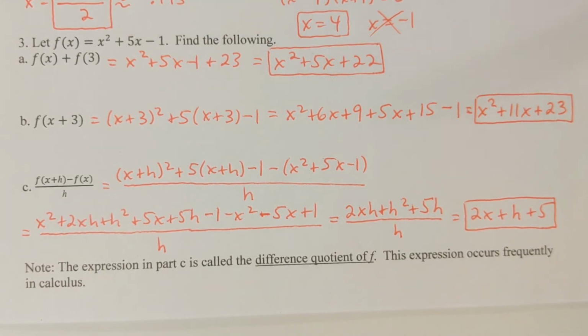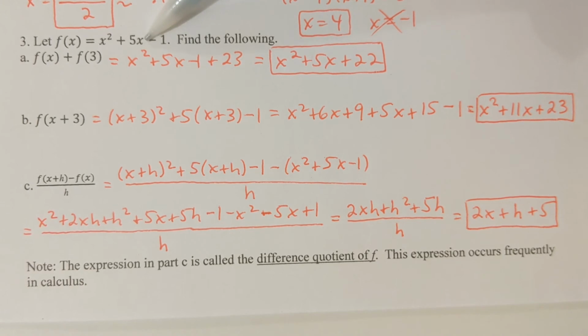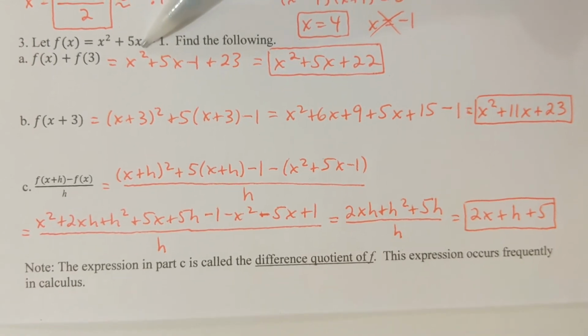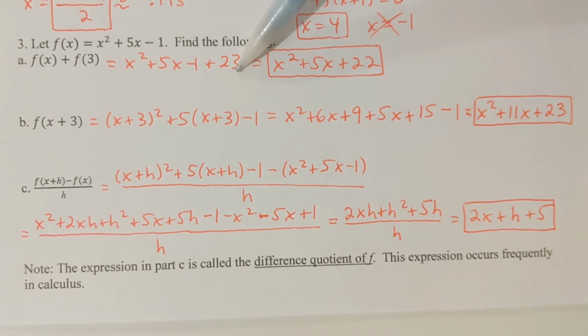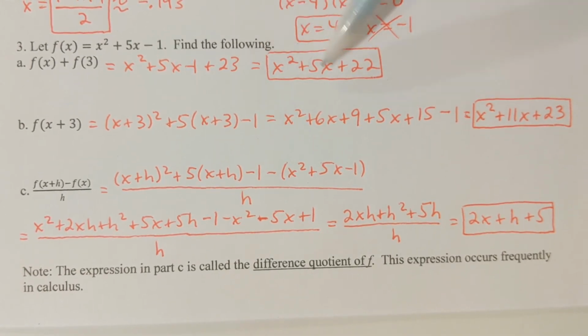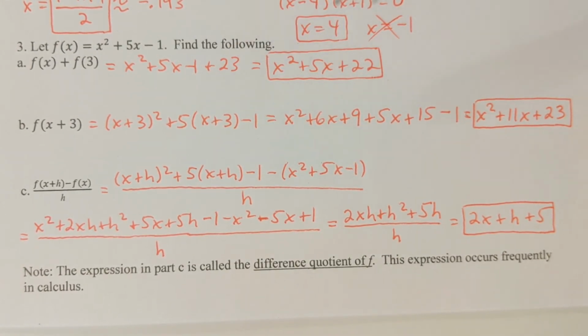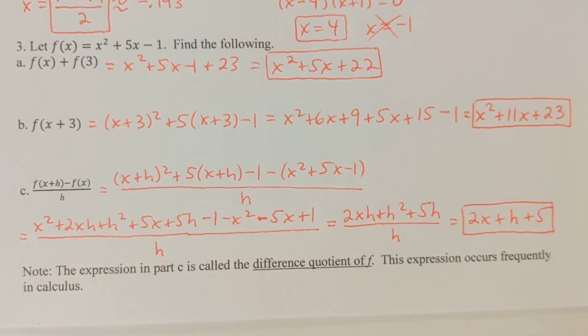Well, f of 3 is just going to be a number. f of 3, okay, so 3 squared is 9, plus 15 is 24, and then minus 1 is 23. So in part A, essentially all we're saying is add 23 to the function. Okay, so that's what I'm doing. I'm adding 23, and then I'm going to combine my like terms, the last two terms there. x squared plus 5x plus 22 would be my answer then.